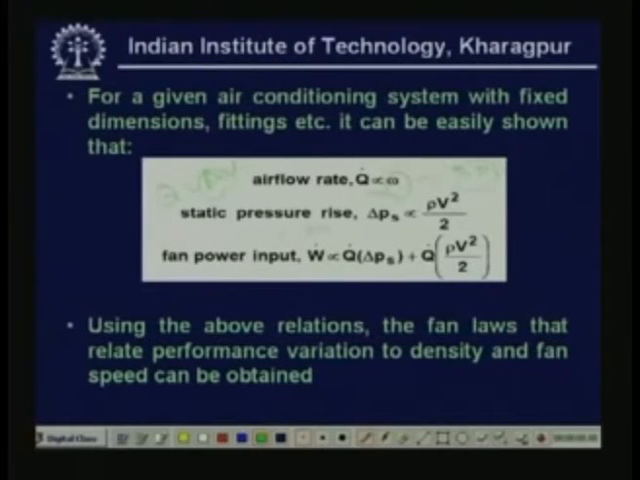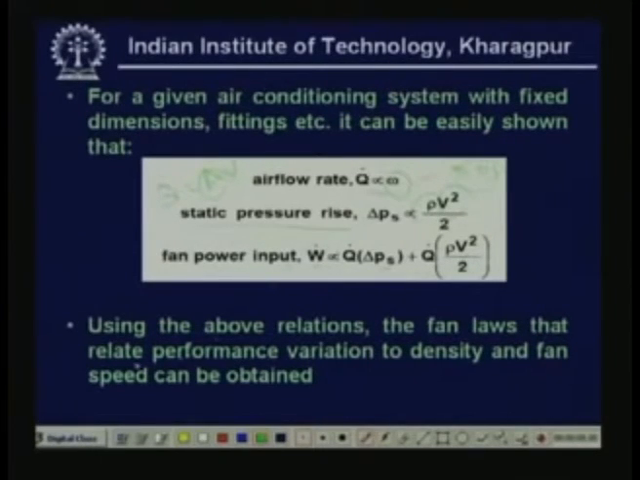Similarly, the static pressure rise delta Ps is proportional to rho v square by 2. This is the static pressure rise, remember, where rho is the density of air and V is the velocity of air in the duct, right. Next, the important performance parameter is fan power input, W dot. Fan power input is proportional to Q dot into delta Ps plus Q dot into rho V square by 2.